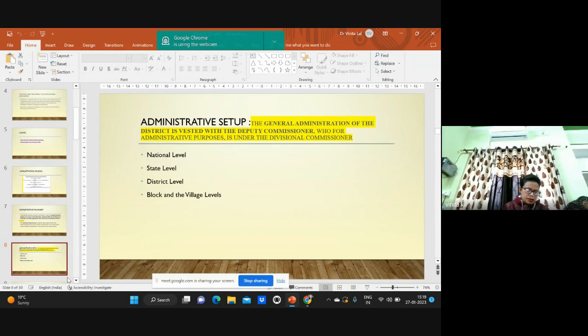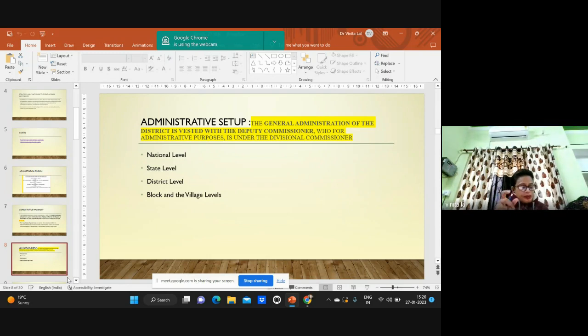The block administration consists of a block level officer, namely the Block Development Officer (BDO), who is assisted by about 8 extension personnel representing animal husbandry, cooperation, social order, and irrigation. Also, village level workers, VLWs, also called Gram Sevak or Sevikas, and some auxiliary staff.